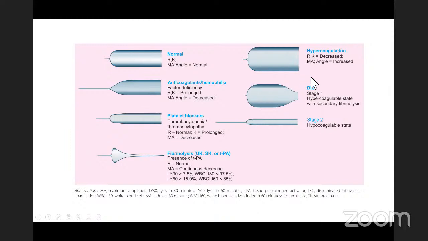In hypercoagulable states, the R and K are decreased and maximum amplitude and angle are increased. In TEG stage 1, it's a hypercoagulable state, so there will be a decrease in R time and an increase in MA. Stage 2 is also a hypercoagulable state, and we get this type of graph.